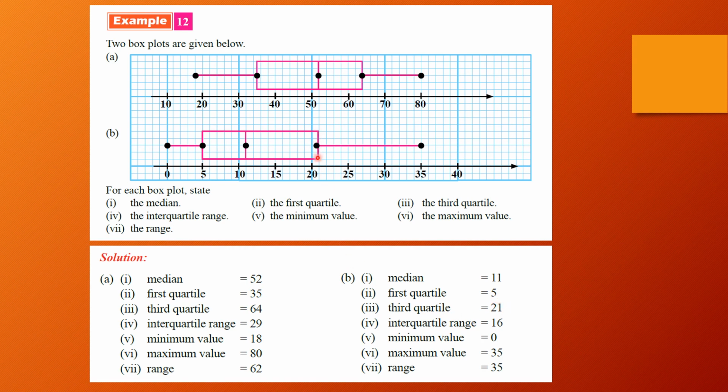Then the third quartile is after 21. So after 20, there is 21. So the third quartile is 21. Interquartile range is third quartile minus first quartile. So 21 minus 5 is 16. Next, the minimum value is at 0. And the maximum value is at 35. So the range is maximum value minus minimum value, 35 minus 0 is 35.